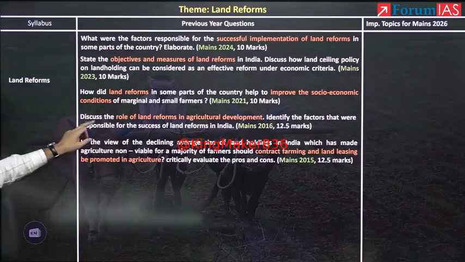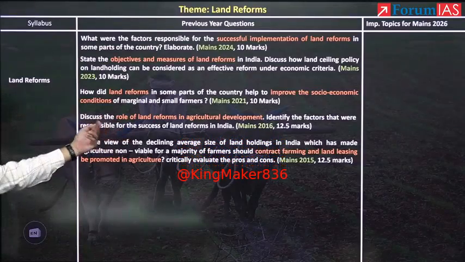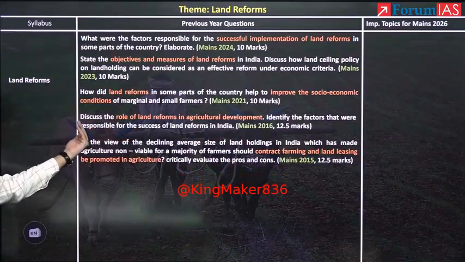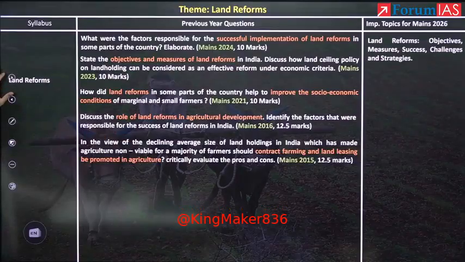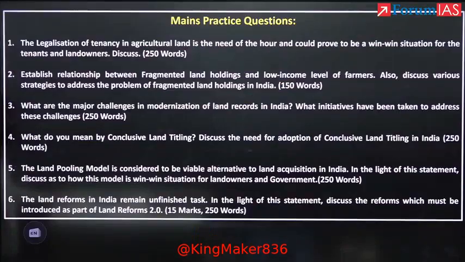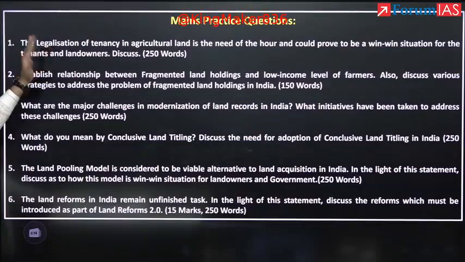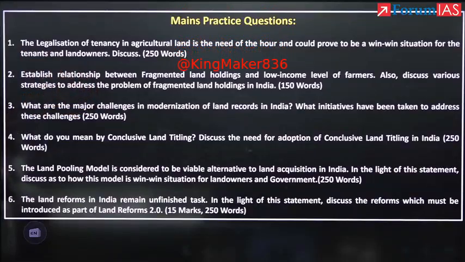Let's say this is a question. Discuss the role of land reforms in agriculture development. Here, mostly you're focusing on the positives only, no? Here also in the practice question. Most of the points are about the benefits, but then you can also make a passing reference to the problems. Like only few states have adopted the liberal tenancy laws in India. Clear?